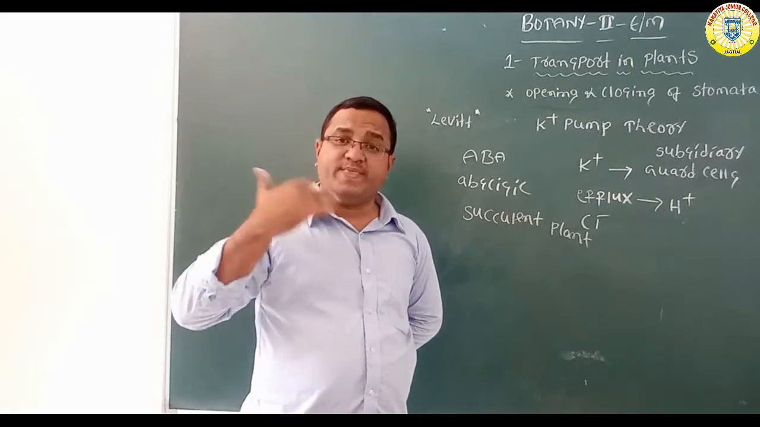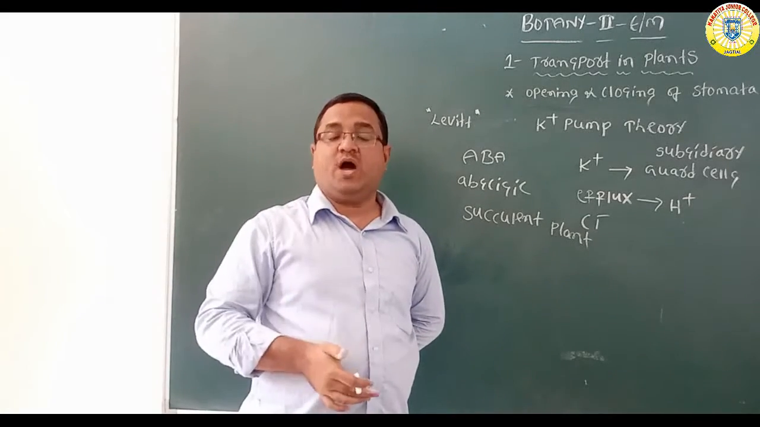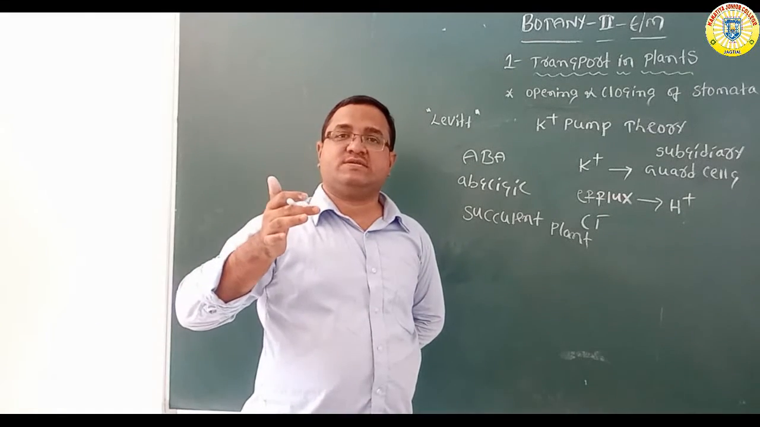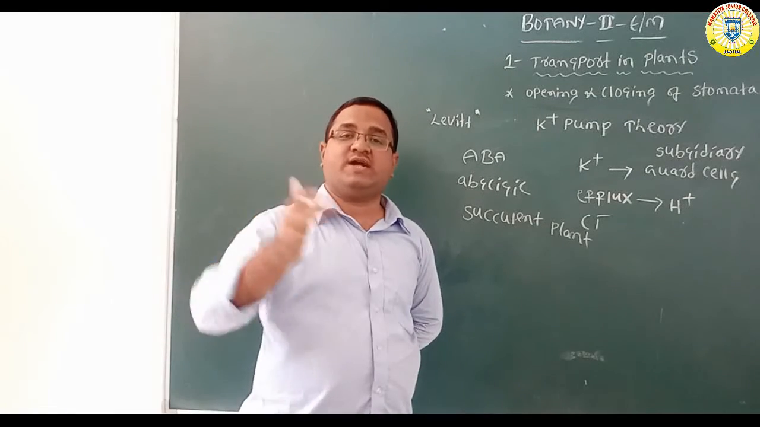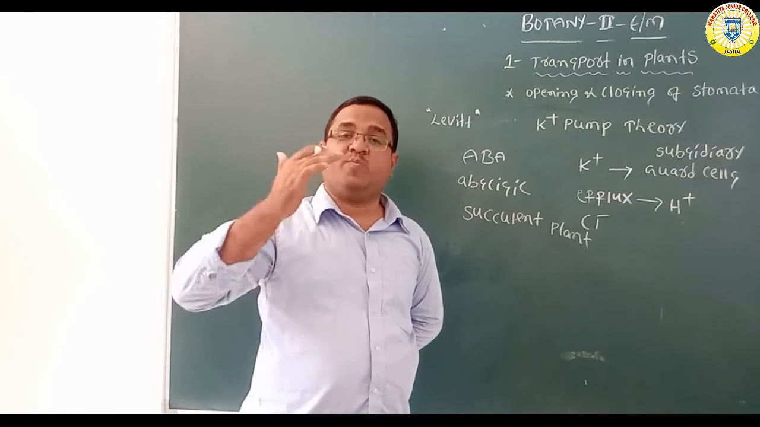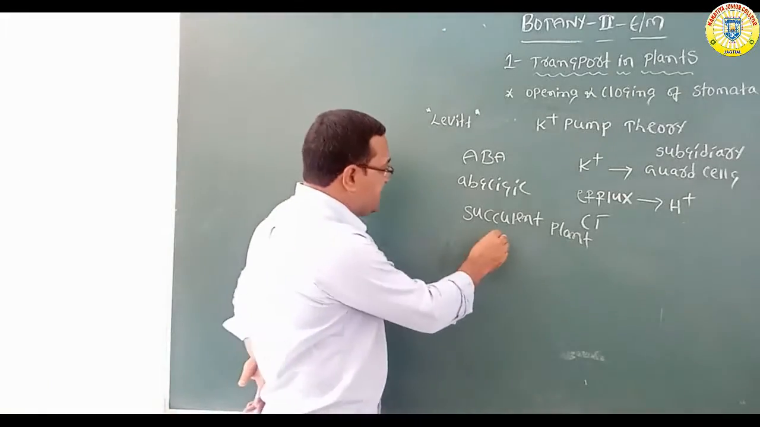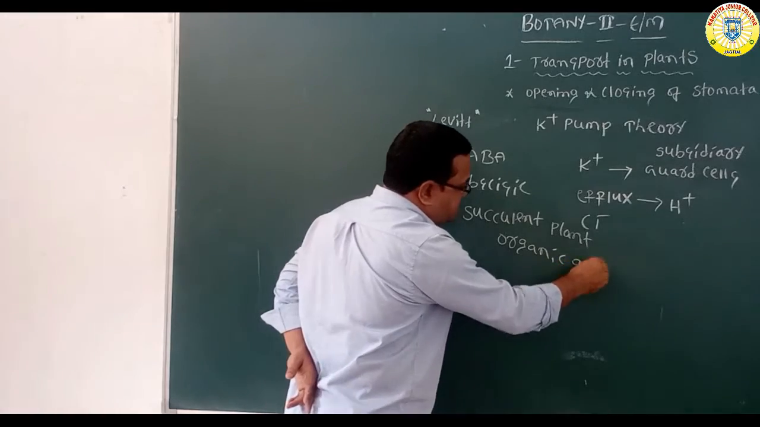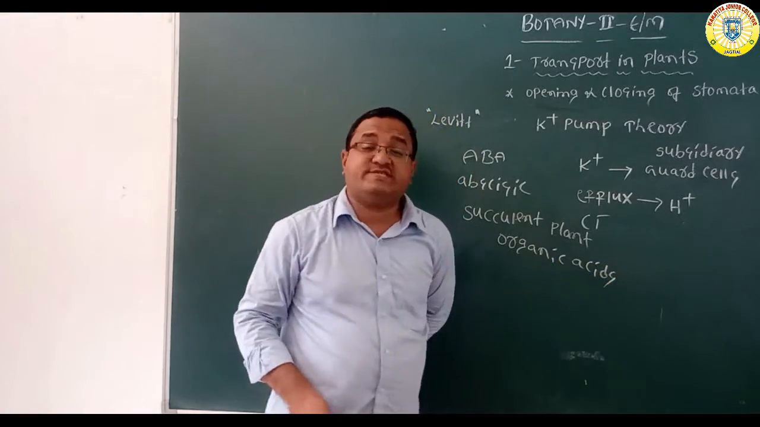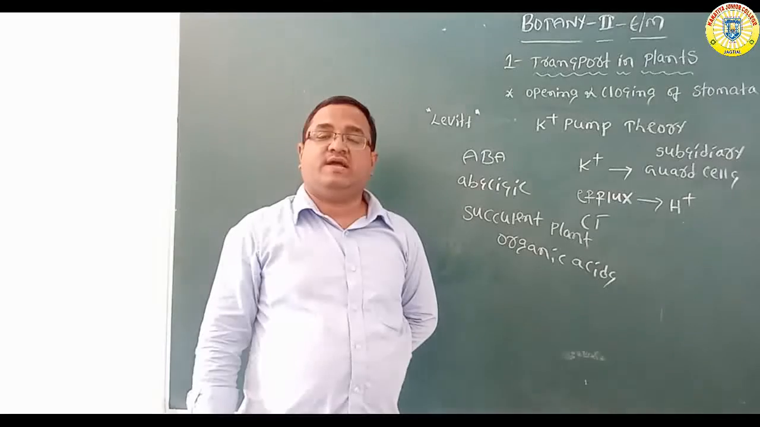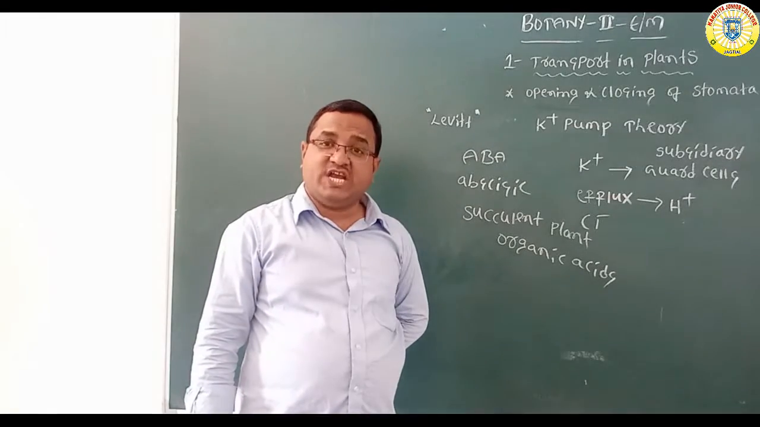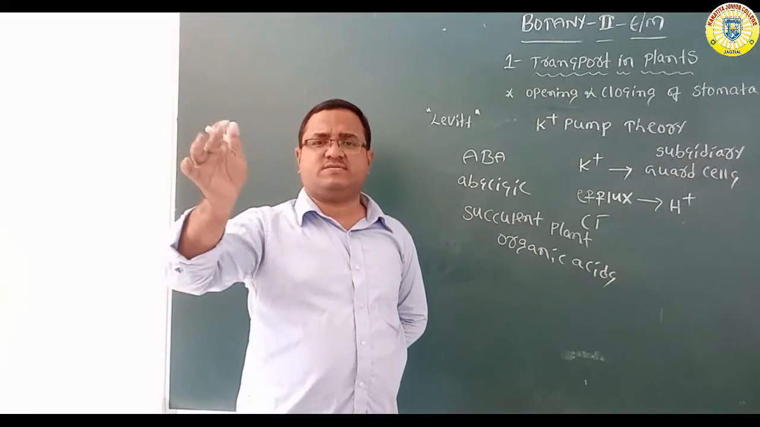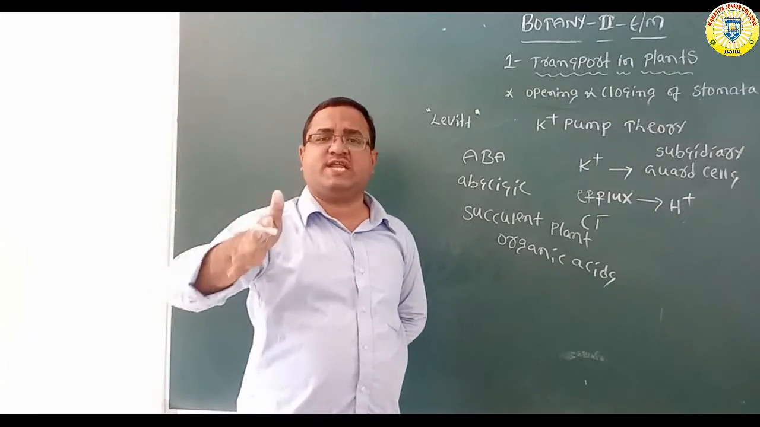Succulent plants can open the stomata at night time. How is it possible? Especially in the succulent plants, because of the accumulation of organic acids, the organic acids can enter into the guard cells. At that time, the water potential is decreased in the guard cells. So water enters into the guard cells. Then stomata are opened in night time, especially in desert plants.